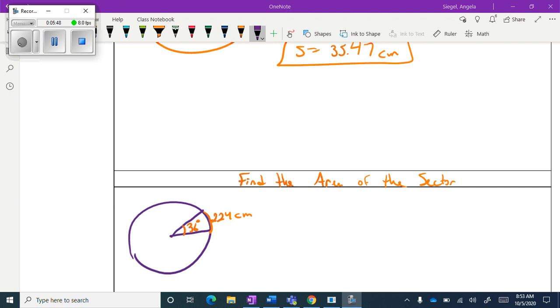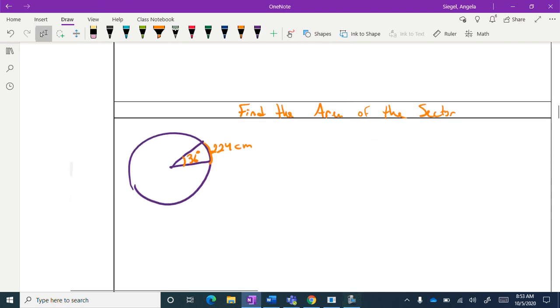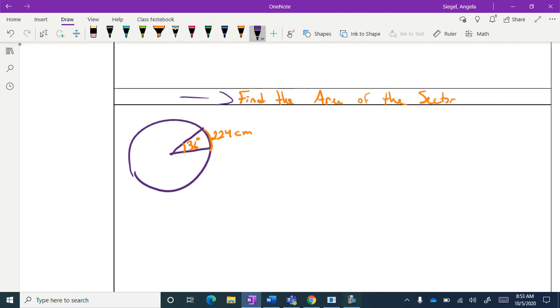Okay, so let's go ahead and do another problem. This should have been printed on your notes, but it wasn't. So we're going to find the area of the sector, and I have come up with this problem right here. I know we didn't use it in the last one, but this is the one that's most common. So I'm going to start off there and just see what I have.